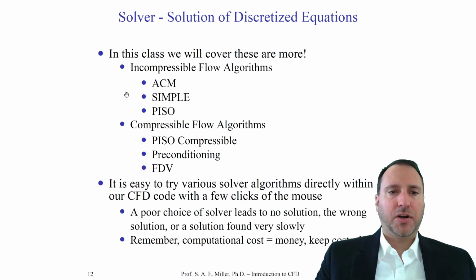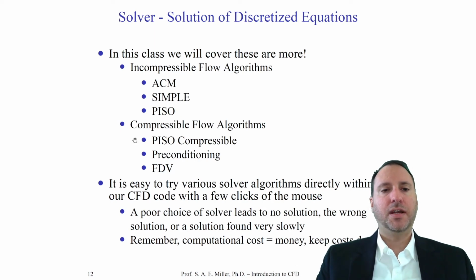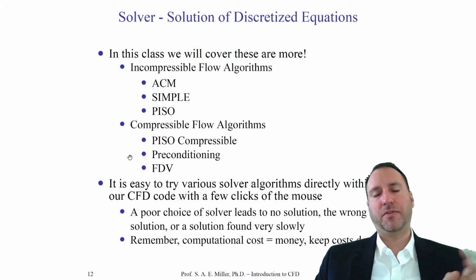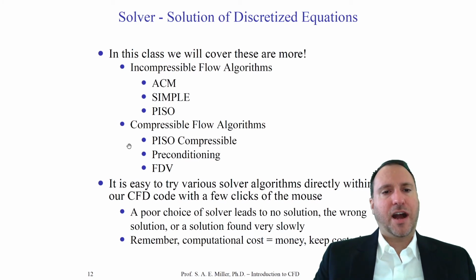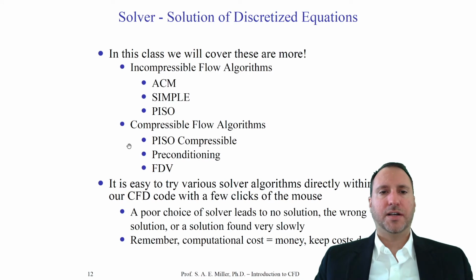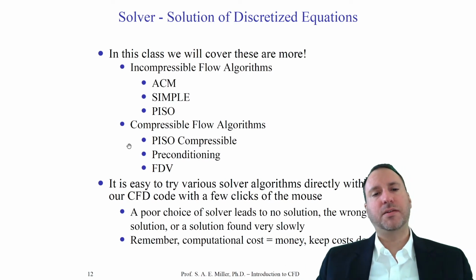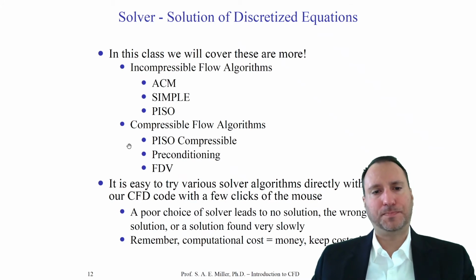And these might be called something like ACM or SIMPLE or PISO, the PISO algorithm, which is modified for compressibility. We'll talk about preconditioning for creeping flows and very, very high-speed flows, and the FDV algorithm. These are generally acronyms, and we'll talk about each algorithm and solver throughout the class and talk about its pros and cons and what kind of flows they're most adaptable for.